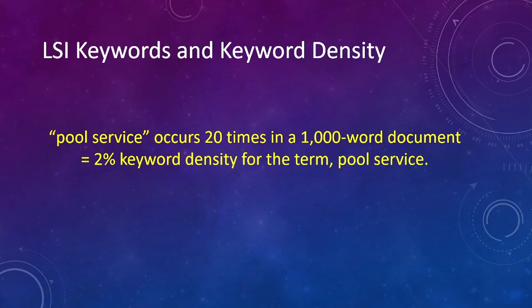Okay, so let's look at the LSI keywords and keyword density. Now, density can be defined as a percentage of the number of times that a given search term occurs on a web page compared to the total number of words on a page. So if the term pool service occurs 20 times in a 1,000 word document, you could say that the web page has a 2% keyword density for that term, pool service. Now, you should not have more than a 2% density for keywords. Otherwise, Google would consider that keyword stuffing.